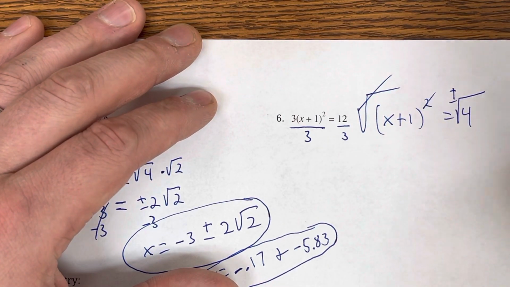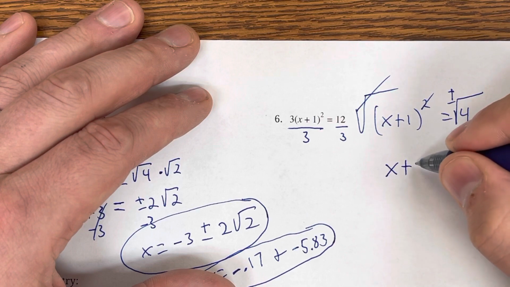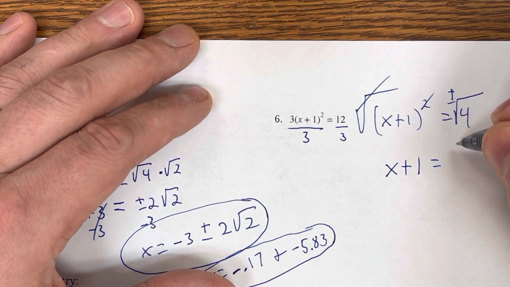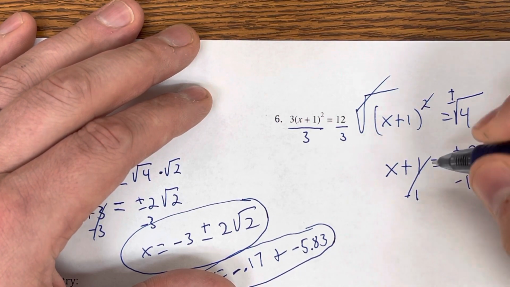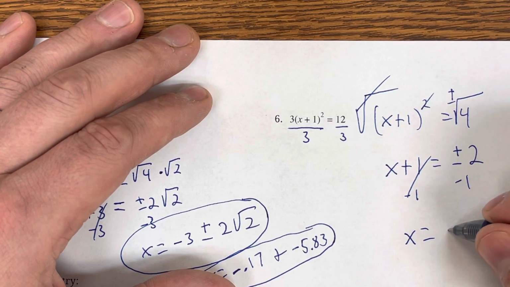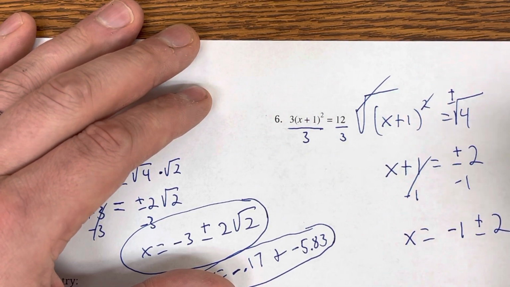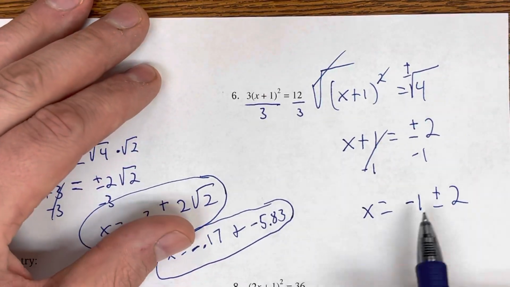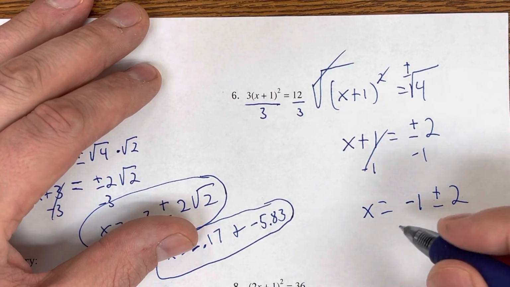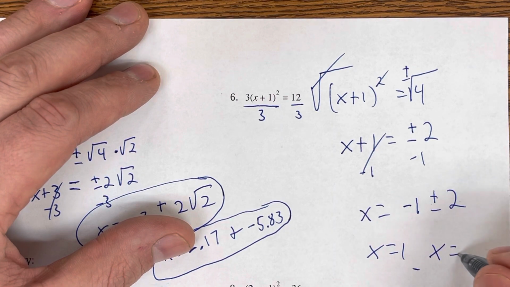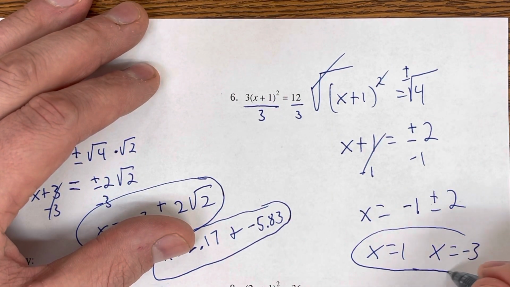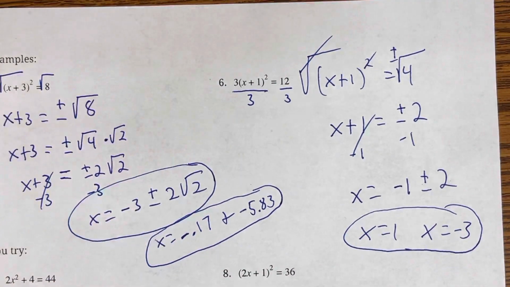Squared, square roots cancel, and I have x plus 1 equals plus or minus the square root of 4, which is 2. To solve, I will subtract 1 from both sides, and I would get x to equal negative 1 plus or minus 2. Now I'm going to find the two solutions. I have to do negative 1 plus 2, which is 1, and then negative 1 minus 2, which is negative 3. So those are my two solutions. Go ahead and hit pause and give the Try It a run.